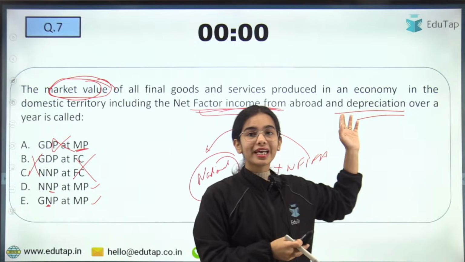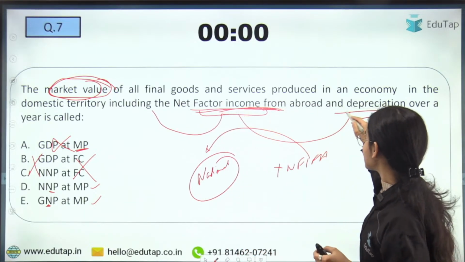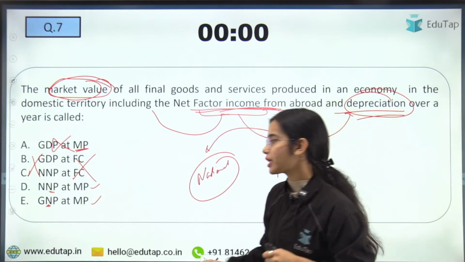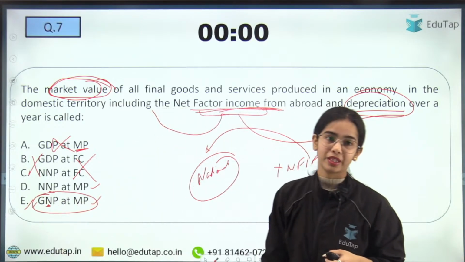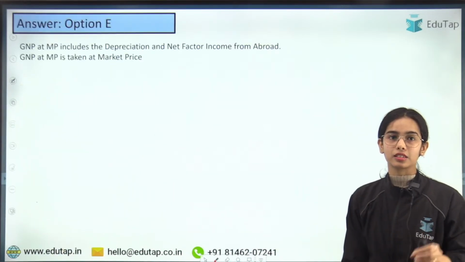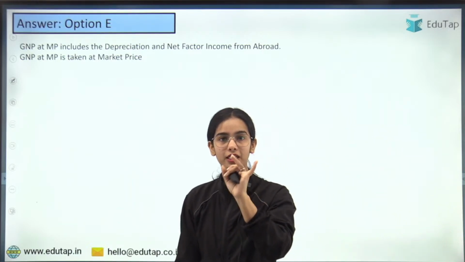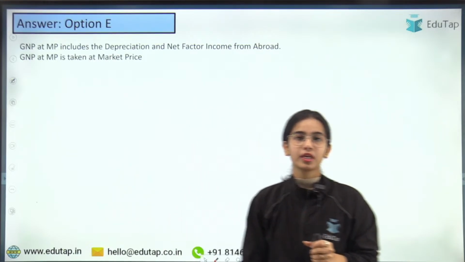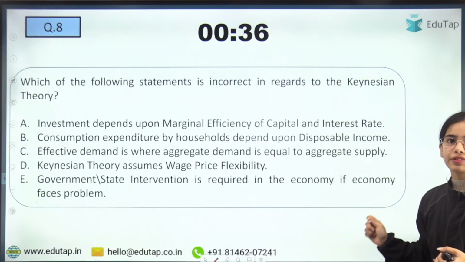Okay. And we are adding the depreciation, including net factor income from abroad as well as including depreciation. So if you are including depreciation, it will be a gross value. So this is the right answer. Yes, very good, Preeti. E is the right answer. So GNP at MP includes the depreciation, it includes the net factor income from abroad, and it is taken at the market price.